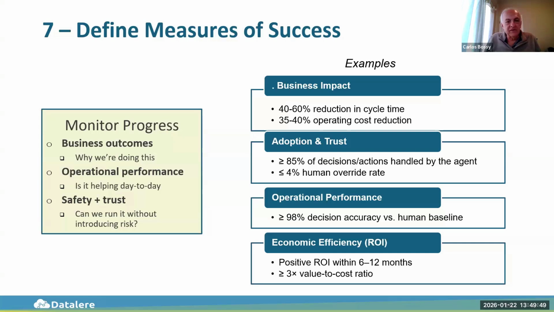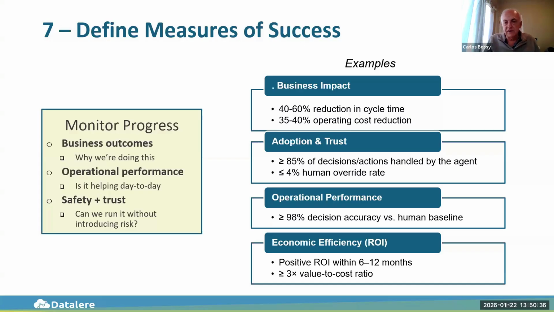And so this is our seventh point, the last one, the measures of success. I talked about it earlier. The business outcome should be clear. It should be not just measurable, but clearly better than what you have already today. You should monitor the progress and really take into consideration why we did this. Is it helping day to day? Or if we introduce it, can we do it without any risk? Is it going to stay within the guardrails that we put in place? And so I just give some examples there about the business impact.